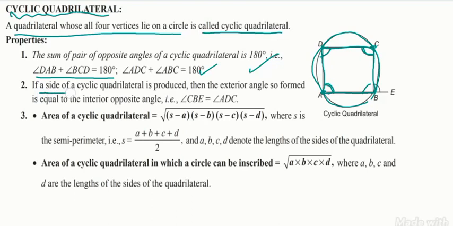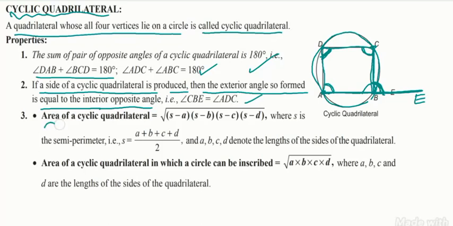Next, if a side of a cyclic quadrilateral is produced, then the exterior angle so formed is equal to the interior opposite angle. Suppose I extended AB up to E. The exterior angle, angle CBE, is equal to the opposite angle D. So angle CBE is equal to angle ADC. So hope you understand.